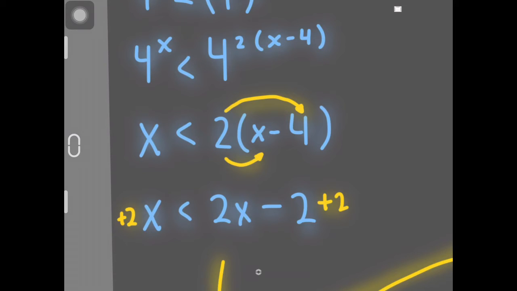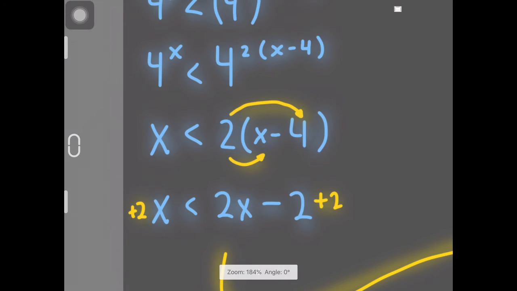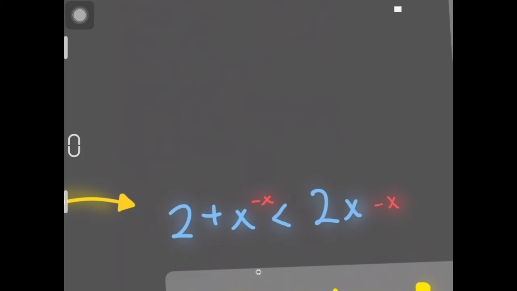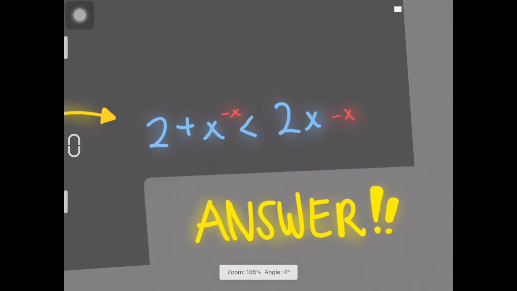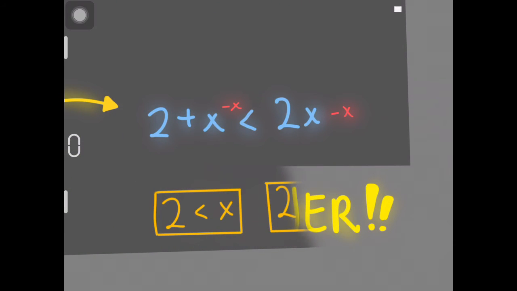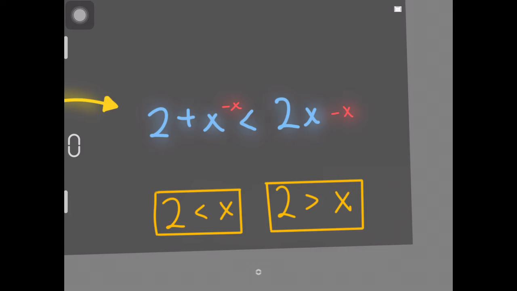Since we want our variable and constant on separate sides, we will eliminate negative 8. What we will do is put positive 8 on both sides. So here we have 8 plus x is greater than 2x. To find the solution, we will eliminate x, so we will put negative x on both sides. Now we have the answer, which is 8 is greater than x, or x is lesser than 8.